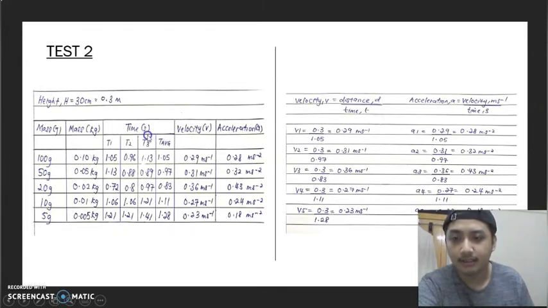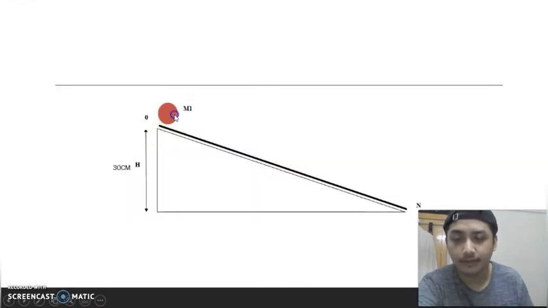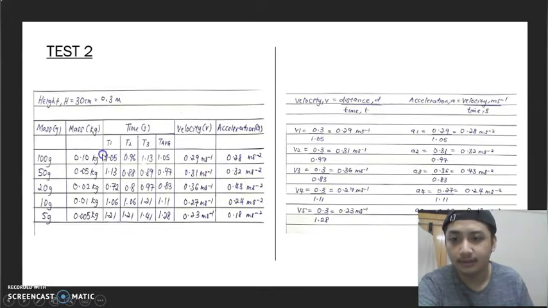This is the time taken of M1 from the top to the bottom. And the same for each mass of M1, we take 3 time taken records, add them and divide by 3, and we got the average time. So 100 gram, we got 1.05. 50 gram, we got 0.97. 20 gram, we got 0.83. 10 gram, we got 1.11. 5 gram, we got 1.20. And also the velocity and acceleration we got based on the formula distance over time.